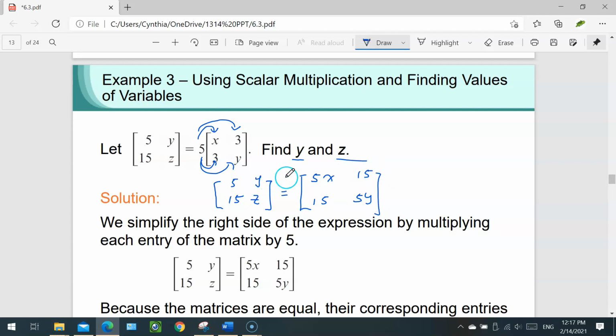So in order to determine your y or x, you have to make sure that on both sides of your equation, you only have a single matrix. Single matrix, right? That means there's no scalar number outside.